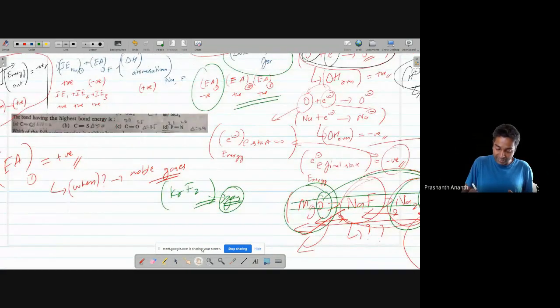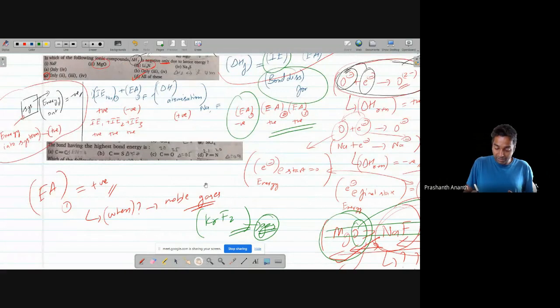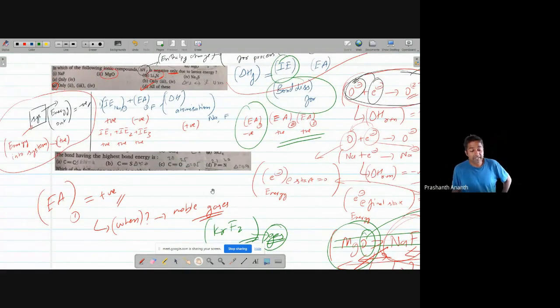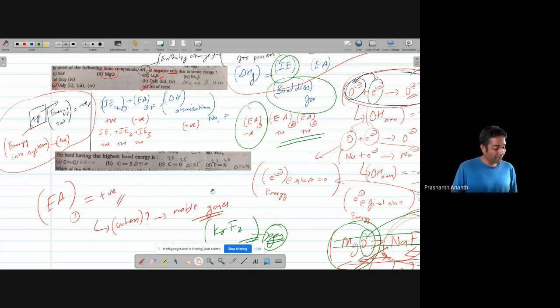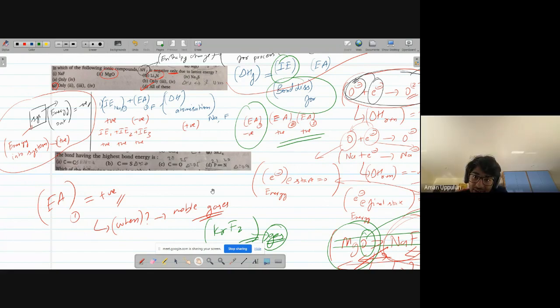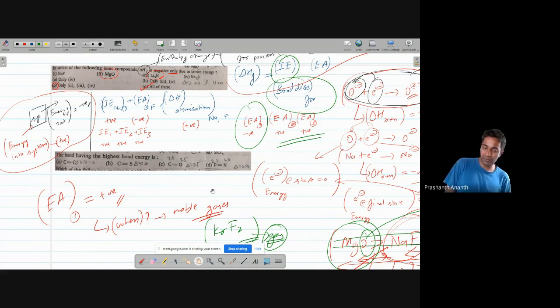Let's come back to the second one here. Bond having highest bond energy. What do you think? So the one with more electronegativity difference should have higher bond energy, right? The one with more electronegativity difference. Okay. So what should be the answer here?